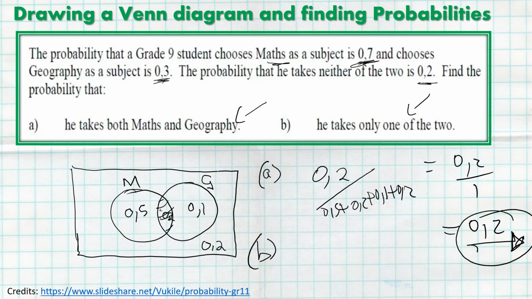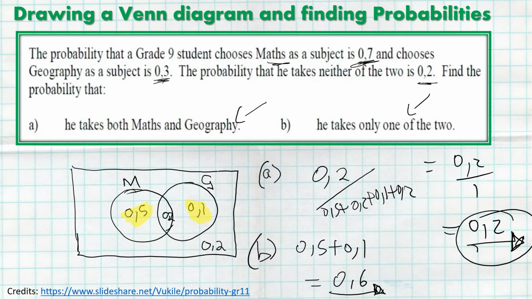Let's go to B. What is the probability that it takes only one of the two? Let's now go and calculate that. For only one of the two, it's either he takes maths only, or geography only. So this probability will be equal to 0.5 plus 0.1 divided by the whole sample space, which is 1. Divided by 1, it will still be the same. So the answer will be 0.6. And that's basically how you do that.